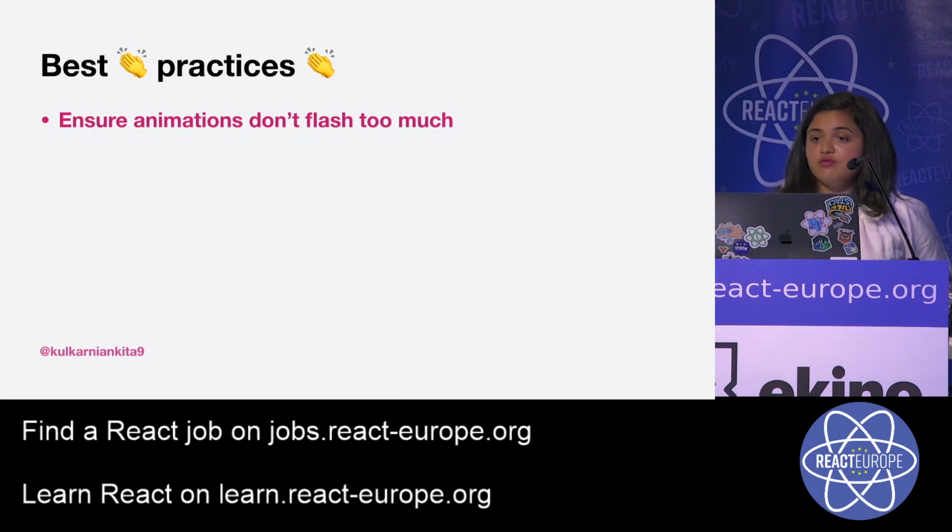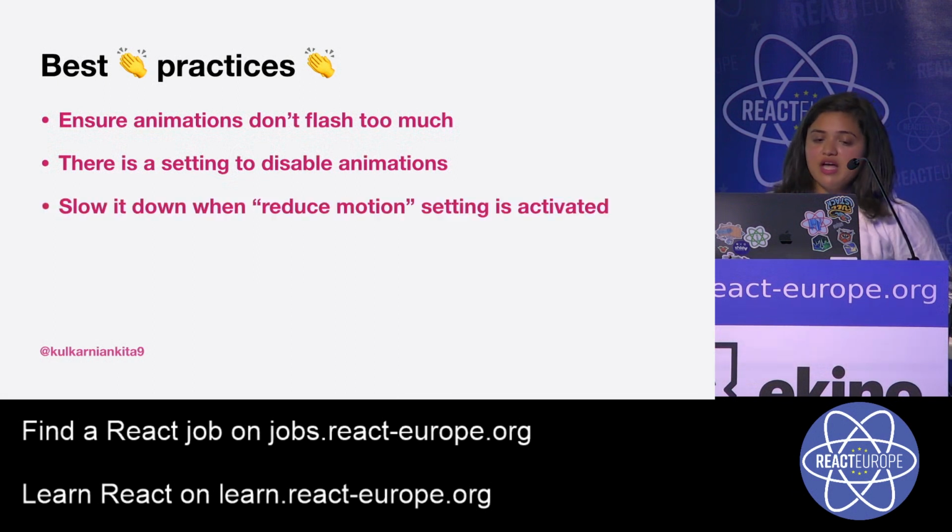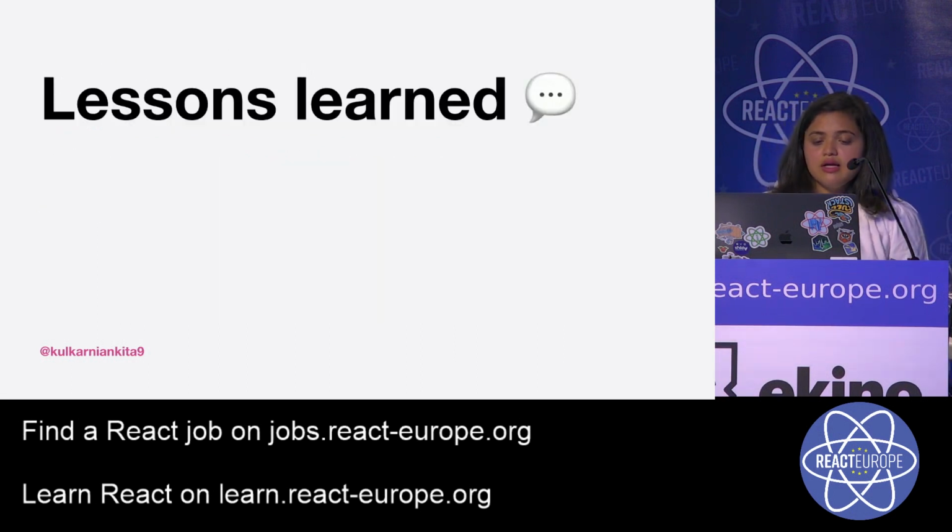Ensure animations don't flash too much. Always provide a setting to disable animations. And also slow it down when reduced motion setting is activated in your phone. These are some of the lessons. Next, we'll go through some of the lessons that I learned when I was working with accessibility.